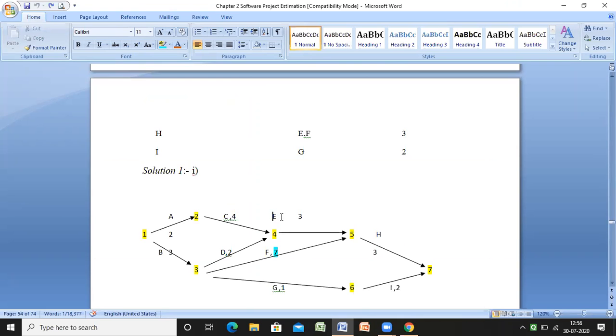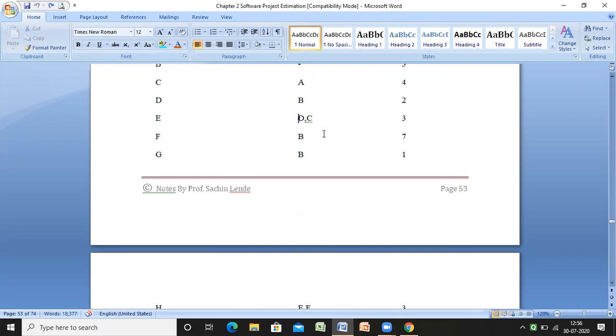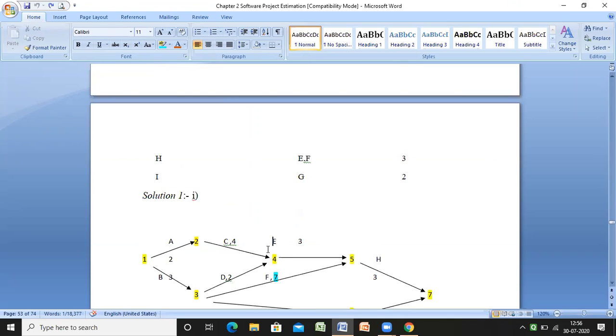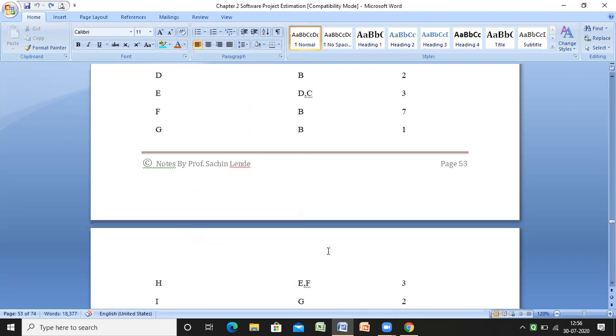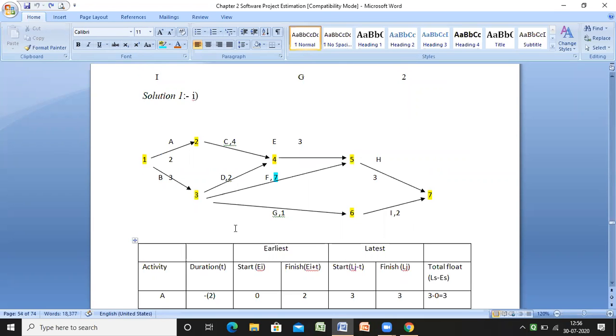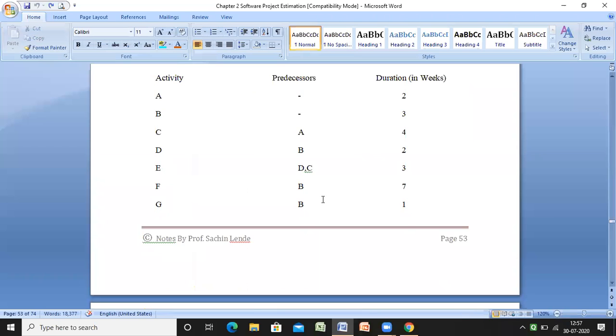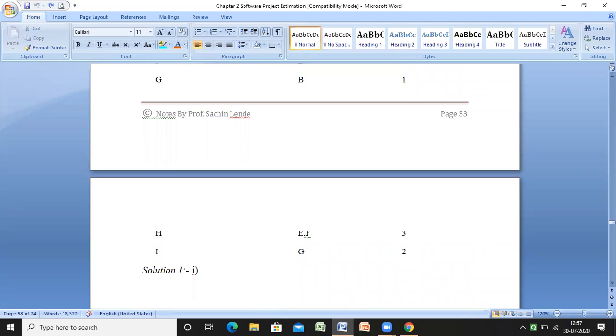This is the ending for activity E, and its predecessors were C and D. These are the predecessor activities of E. So you can see that E is reached from C and D. Similarly, for the other activity F, which comes from B itself, I have taken it from B here. That means from the third node to the fifth node.